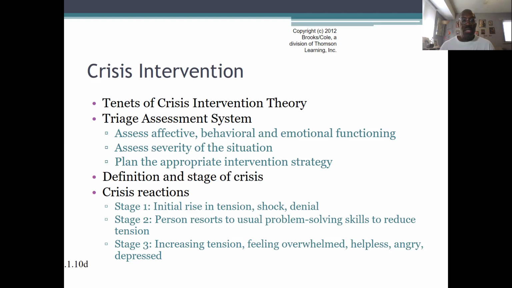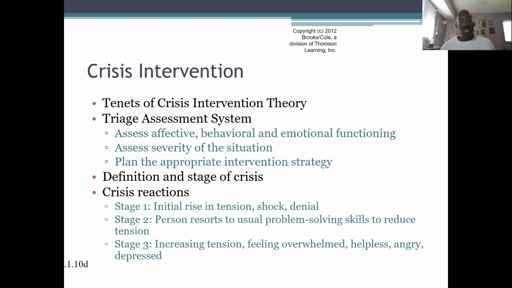So, the crisis stage, or the definition of the crisis stage, understanding that, and then the crisis reaction. So typically when people are in crisis, there's an initial shock or tension that a person experiences. The second part of that stage is that they usually resort to problem solving skills to reduce that tension.